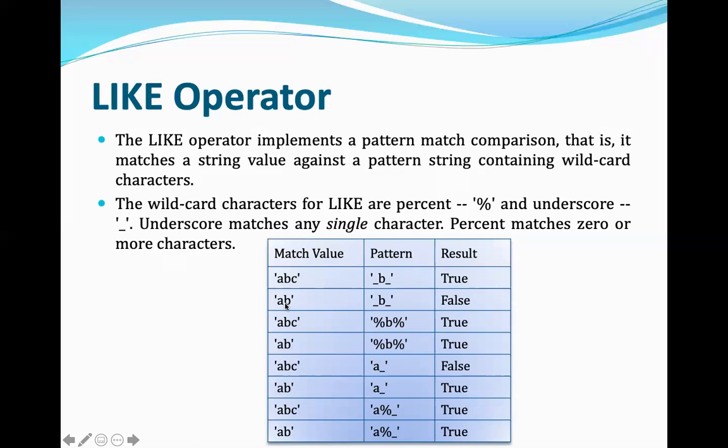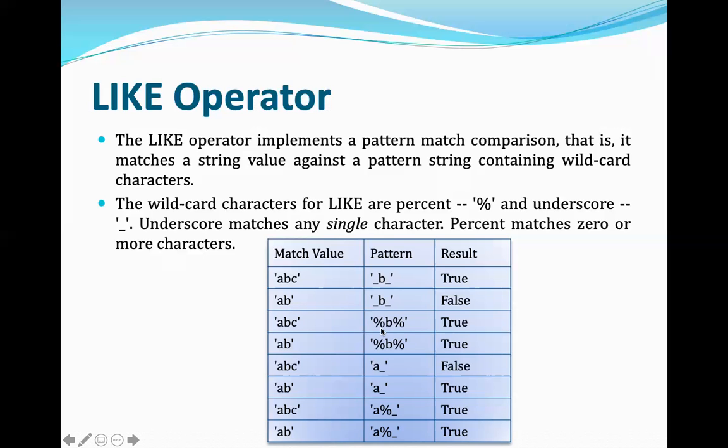Now, if you want the output AB, and I am writing it like this, then it is false. So what do I have to write? I have to write underscore B only. The extra underscore is not required, because it is saying that it should be 3 characters, but here it is 2 characters.